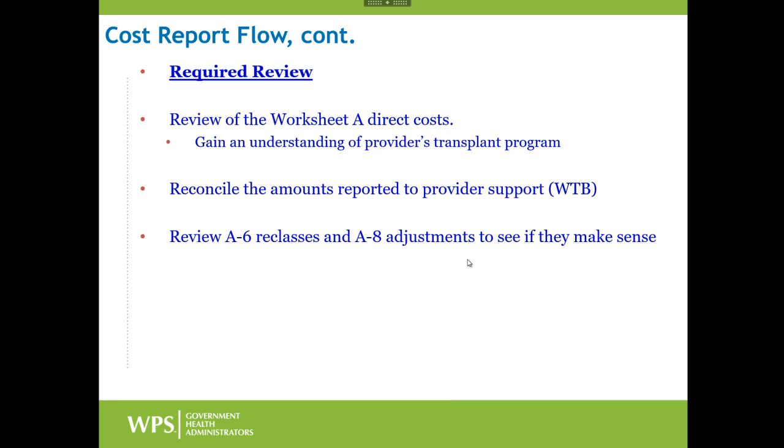Obviously, there needs to be documentation for both of these types of things, but one of the things we're going to be doing as a MAC, as auditors, would be reviewing both the reclasses and adjustments. So as a provider, you need to make sure that documentation is maintained.